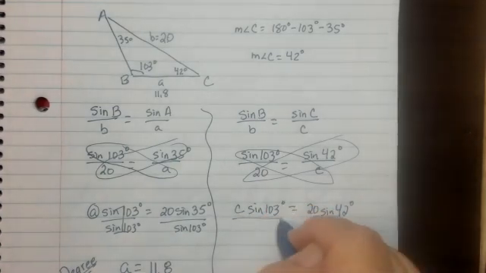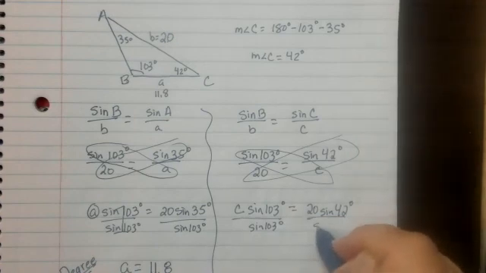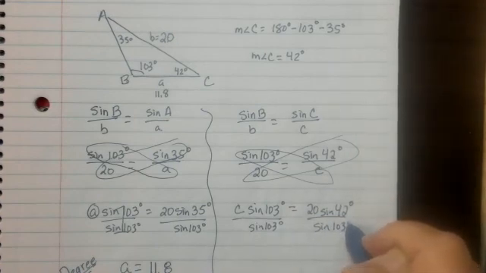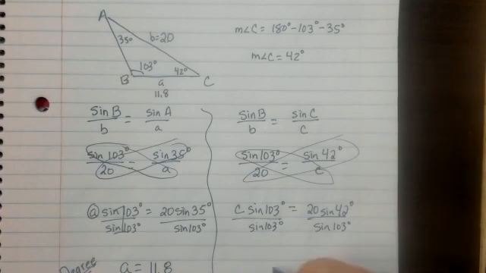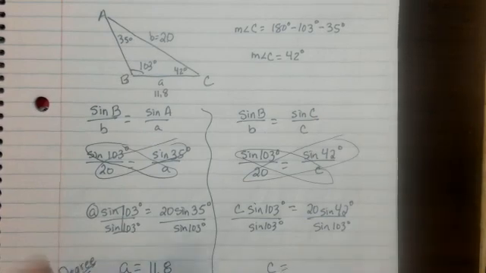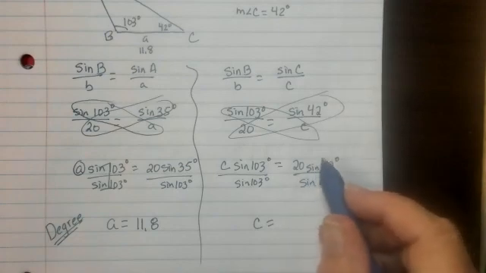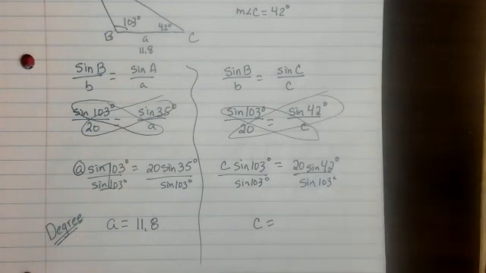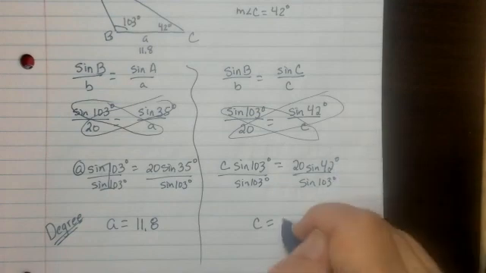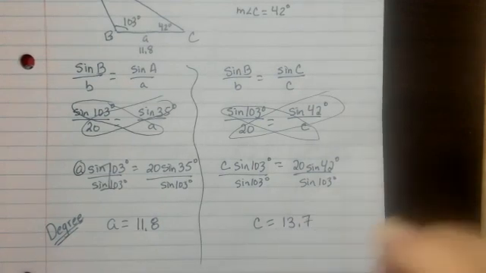We want to get C by itself and divide by the sine of 103 degrees. Divide by the sine of 103 degrees on the other side. C is now by itself. Type it into your calculator. Make sure you put parentheses around the 42. Close out your parentheses. Your calculator is going to open your parentheses for you. Make sure you close it out. And C is equal to 13.7.